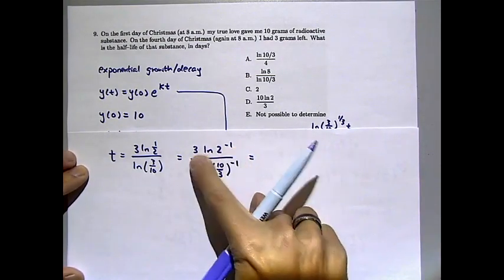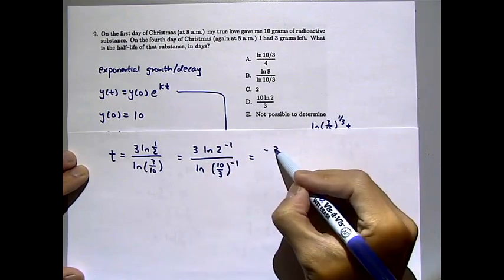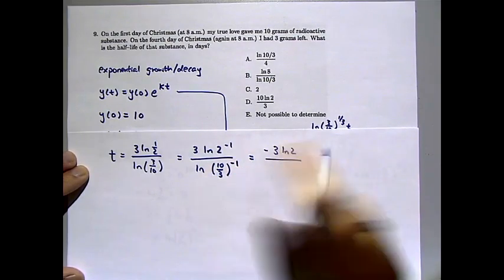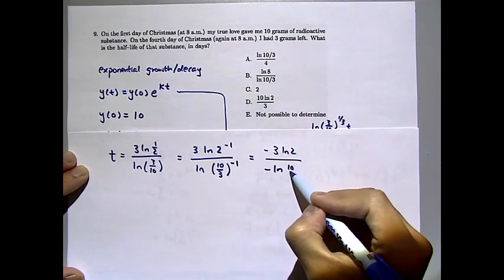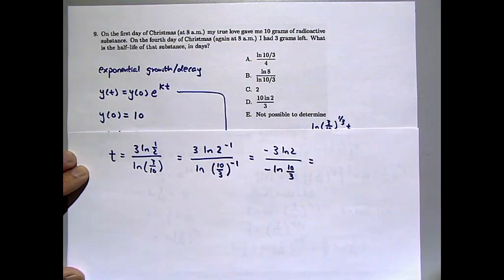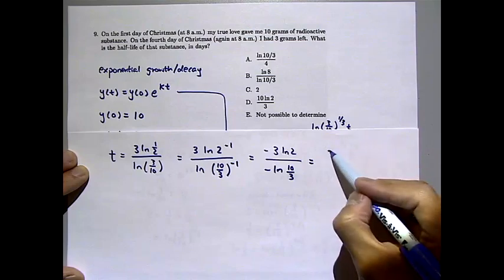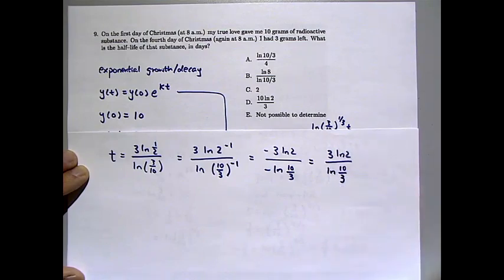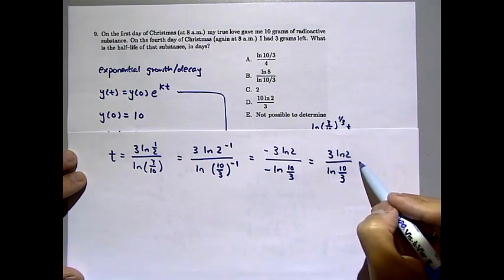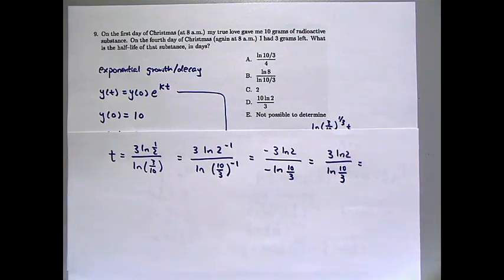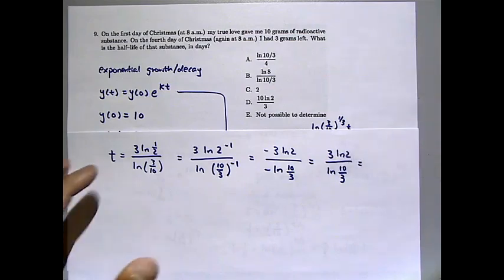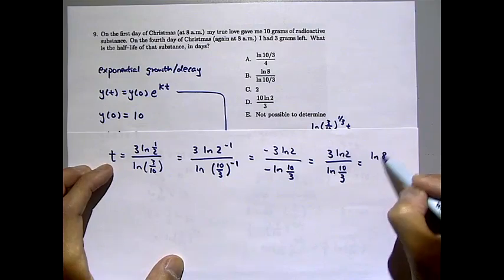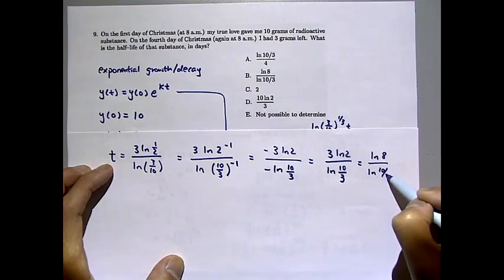Log allows me to move the -1 to the front. Makes that a -3 ln of 2. Downstairs is a negative ln of 10 over 3. And of course, the two negatives cancel. So we end up getting 3 ln of 2 over ln of 10 over 3. And this is really b, because I can move the 3 back here to make it 2 to the power of 3, right? So that's ln of 8 over ln of 10 over 3.